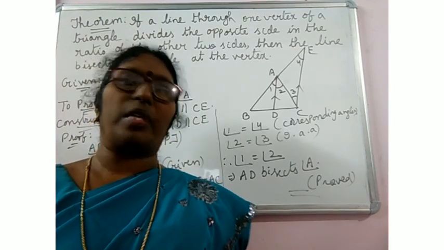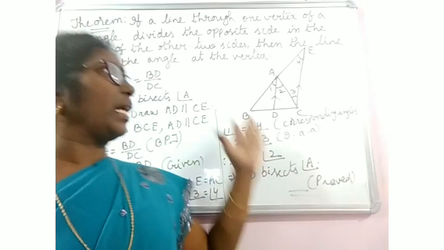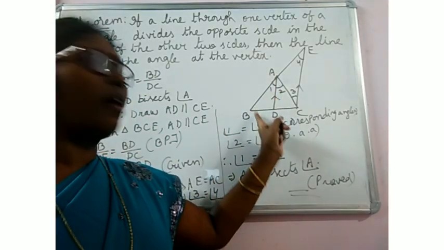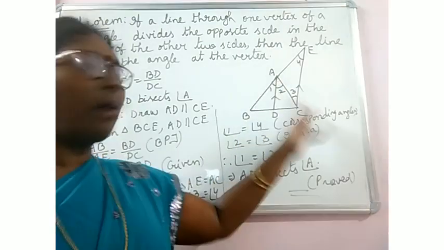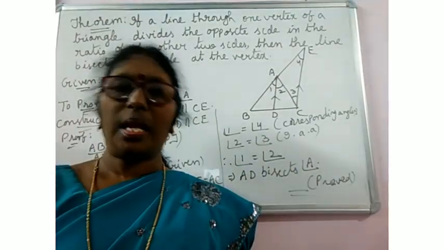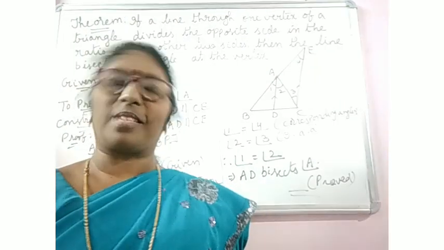So by now you have learnt the basic proportionality theorem and its converse, and that the internal bisector of the angle of a triangle divides the opposite side in the ratio of the sides containing the angle, and its converse is this one. Okay. In the next class you are going to learn some more theorems. Thank you.